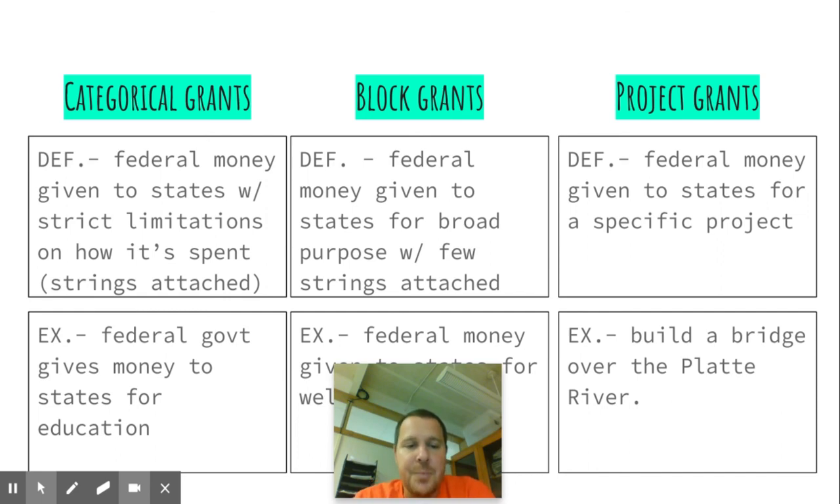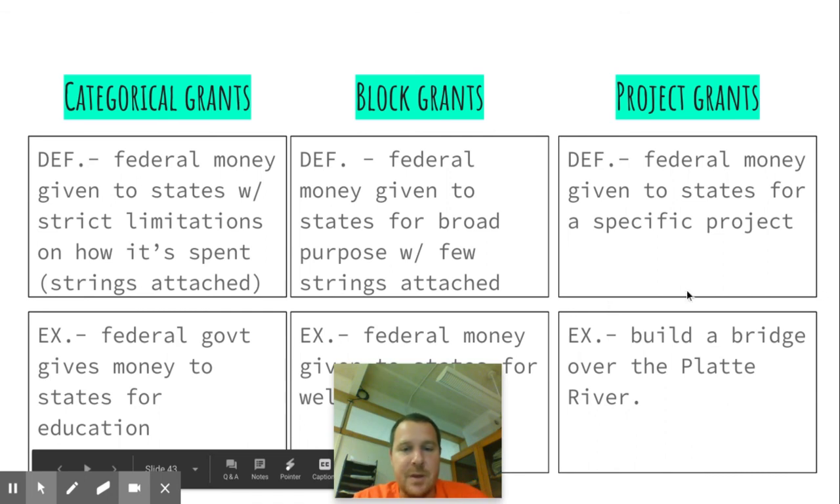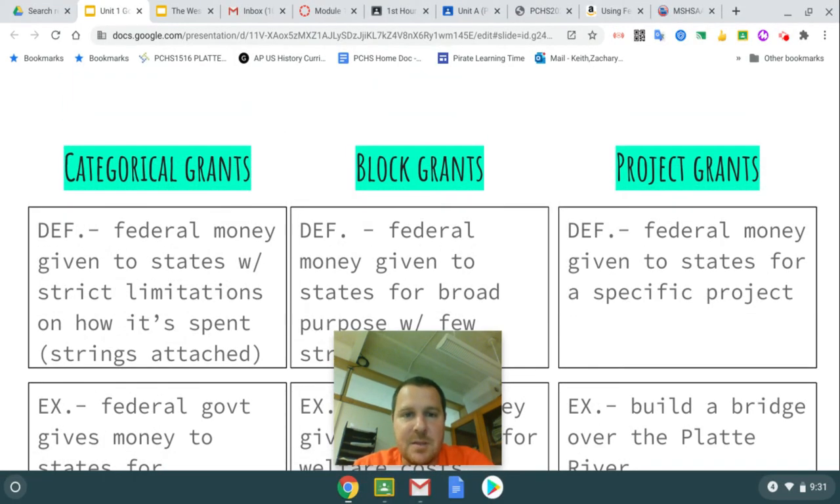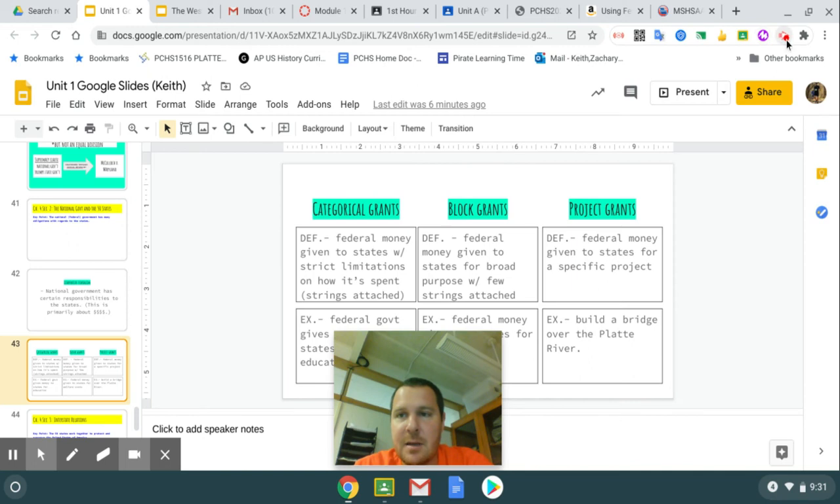So I hope that helps. Those are some specific examples of categorical, block, and project grants.